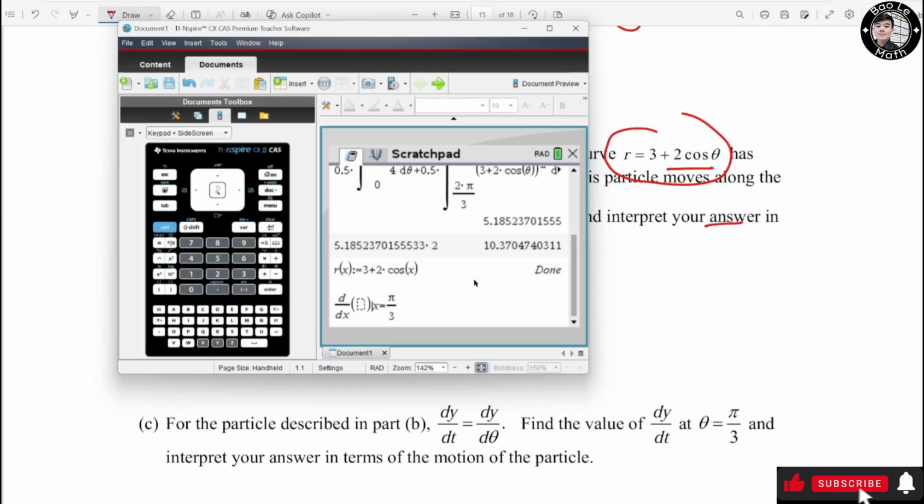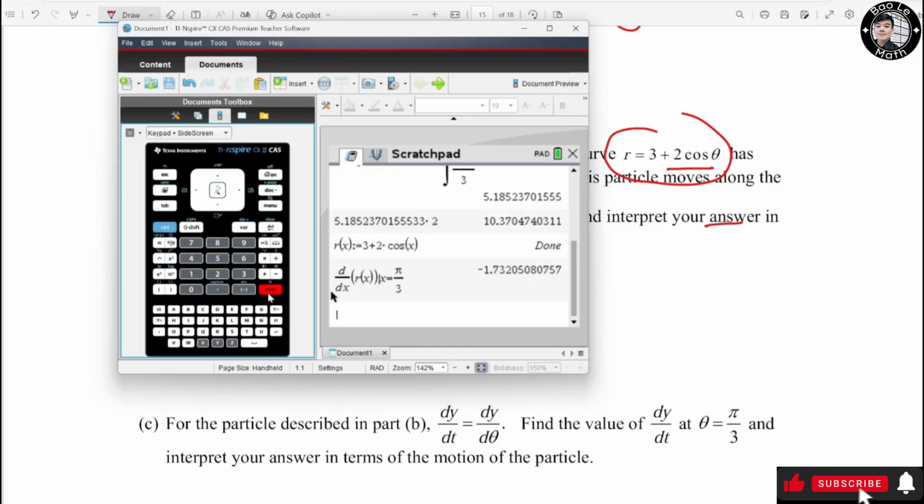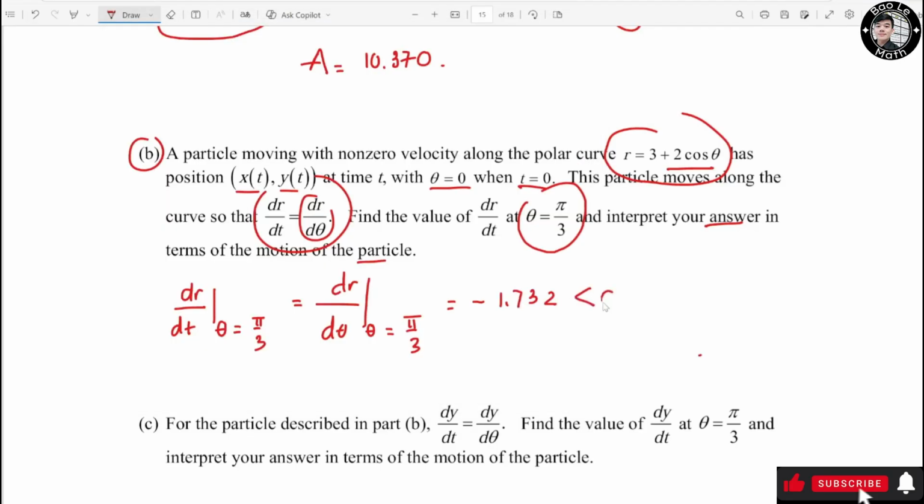Press OK. Input the function of x. Press Ctrl Enter. It's going to be negative 1.732. This is less than 0. It tells us that the radius is decreasing, then the particle is moving closer to the origin. Also, the radius is positive when theta equals pi over 3.